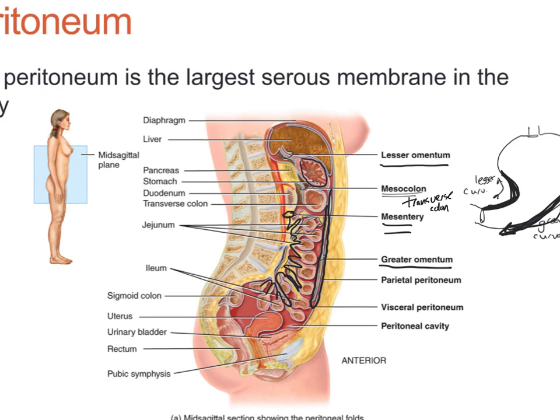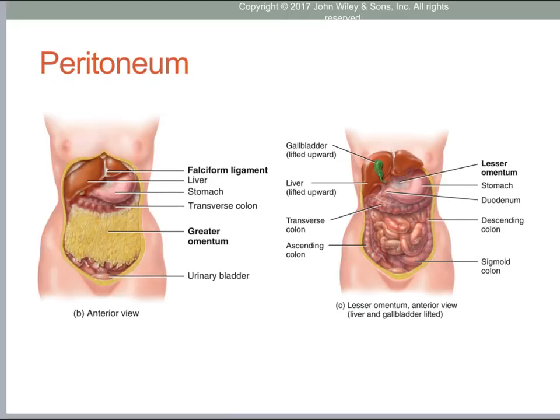Now, if we go back to our arrangement of this serous membrane, remember the innermost layer is called the visceral peritoneum, and the outermost layer is called the parietal peritoneum. So we can continue on with the peritoneum and change our view a little bit. Instead of a mid-sagittal, look at a nice frontal view because it gives us a good look at some of these folds. So we start with the greater omentum, so we see it right here.